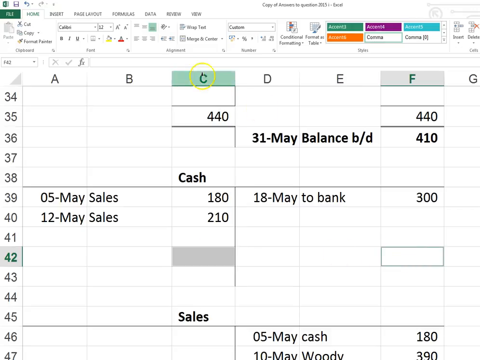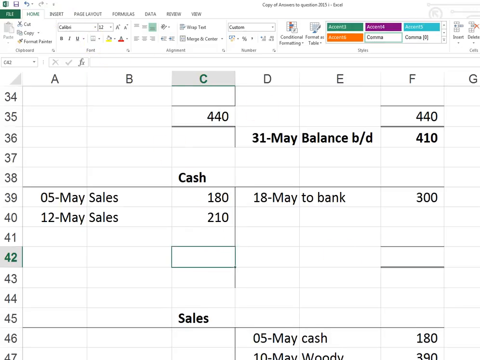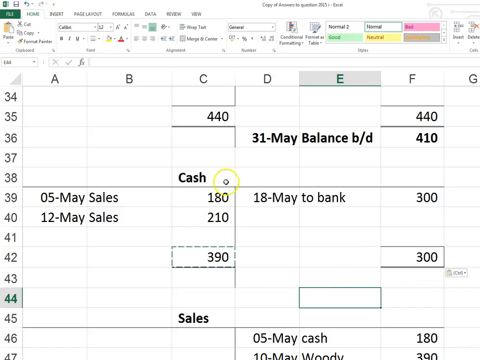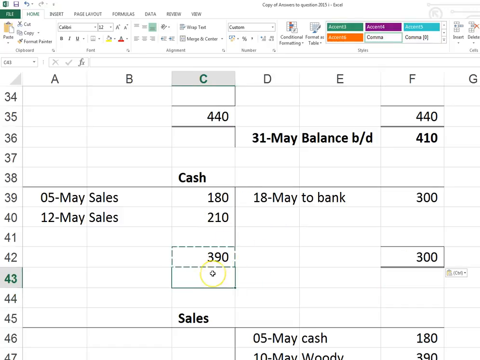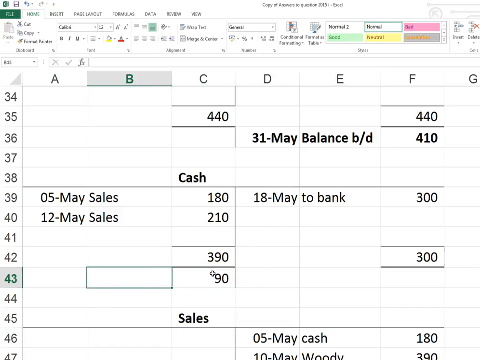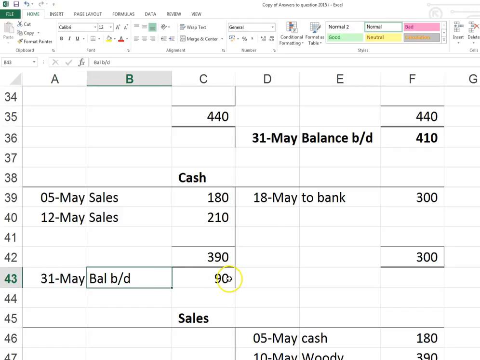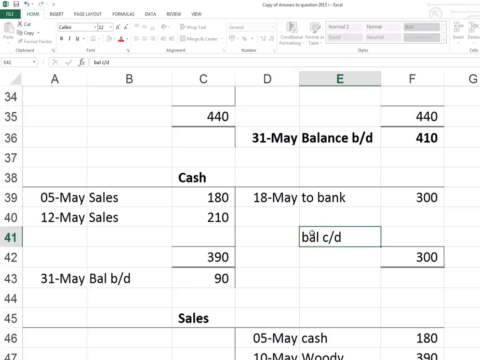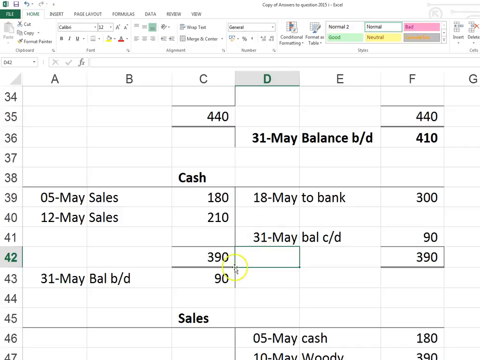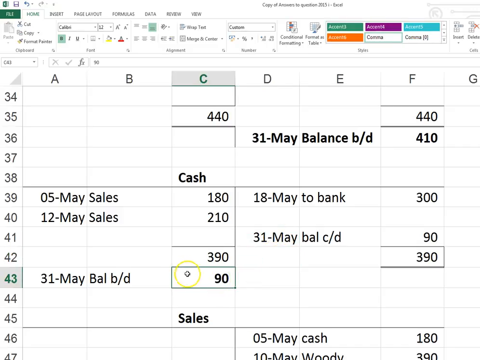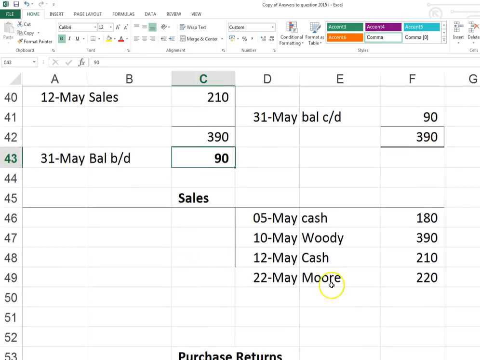Cash, we'll do something similar. Add up both sides. So the debit side is 390, credit side 300. Debit side is bigger by 90, so the balance brought down is 90. And then that just gets carried up, and it'll just mean it'll be balanced off then. But that 90 on the debit side is what goes into the trial balance on the debit side.